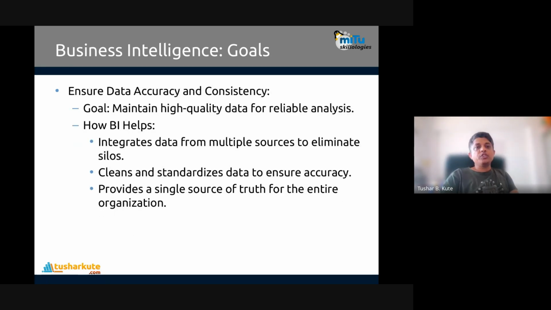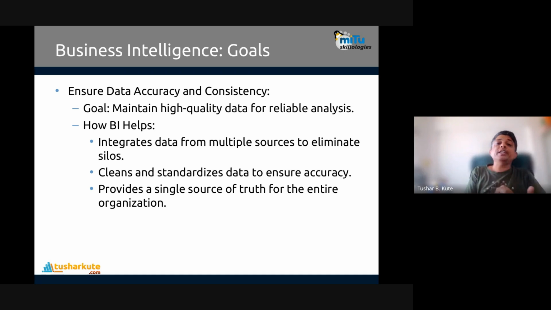Next, ensure data accuracy and consistency. Whatever data is being used to grow the business and to build robust BI applications should be accurate and consistent. So we have to maintain high-quality data for reliable analysis. How is it possible? How can BI help with this?